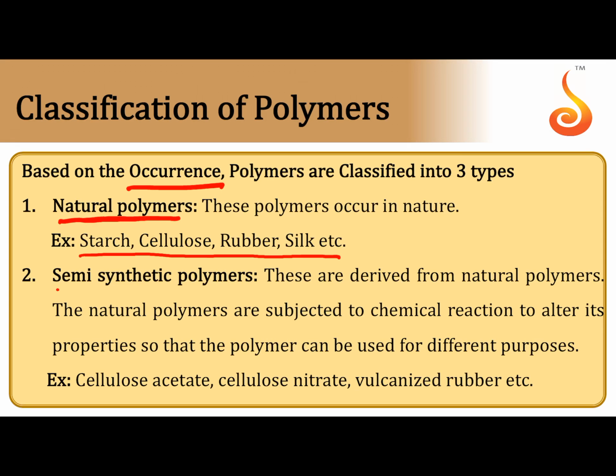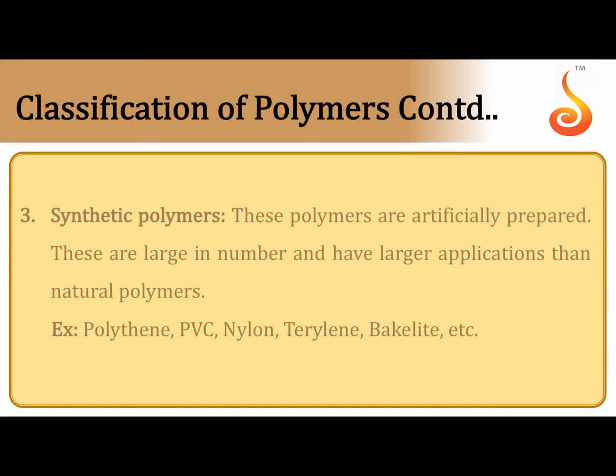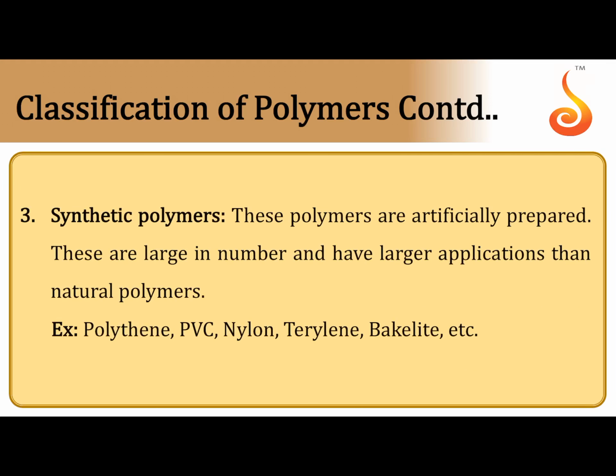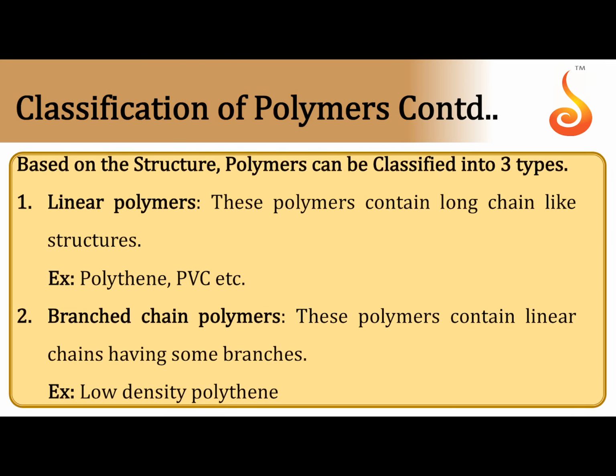Semi-synthetic: by taking the natural polymer and adding certain reagents, we can prepare another type of polymer, that is called semi-synthetic, like vulcanized rubber. The natural rubber, when it is heated with sulfur, we can get vulcanized rubber. So vulcanized rubber is semi-synthetic. Similarly, cellulose acetate. You have to remember the examples. Next, synthetic polymers, already I told.